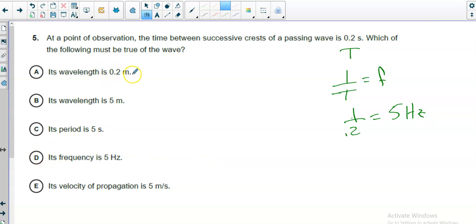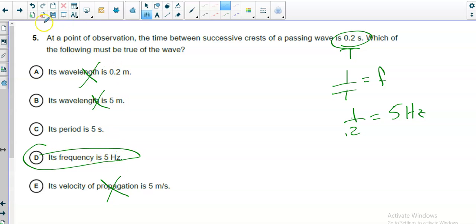The wavelength, I don't know anything about the wavelength unless I know the speed, and I don't know that. I don't know where they would get the speed from. There's no indication there. That would be a property of the medium. So since I don't know the speed, I don't know any of that. The period isn't 5 seconds. That is the period, 0.2. So frequency has got to be the right answer.